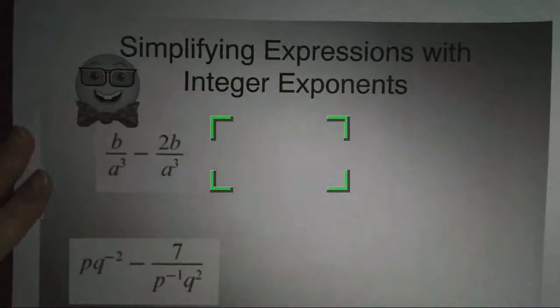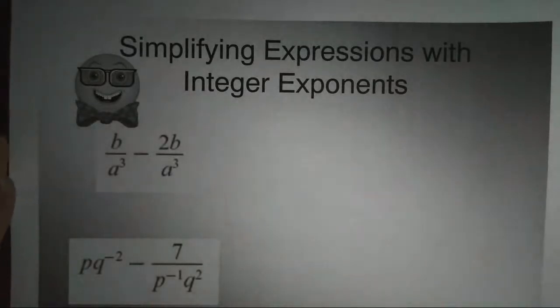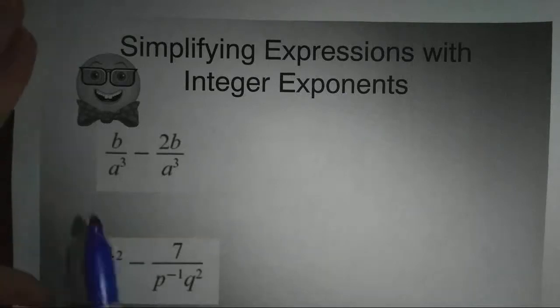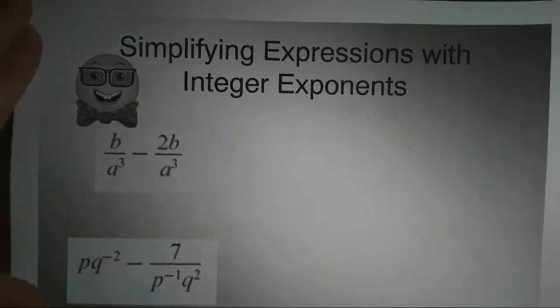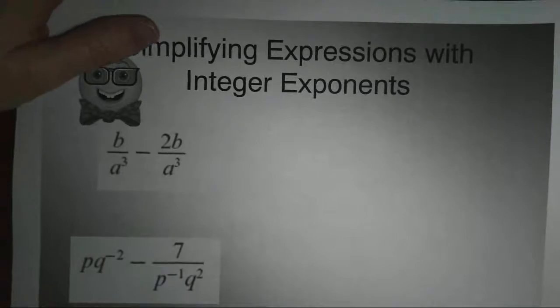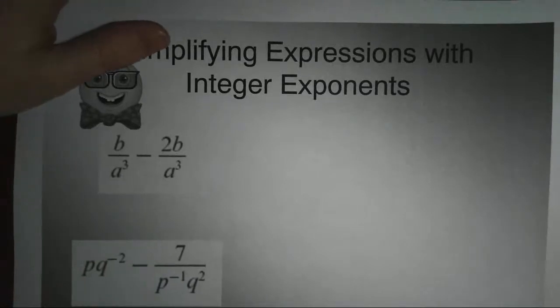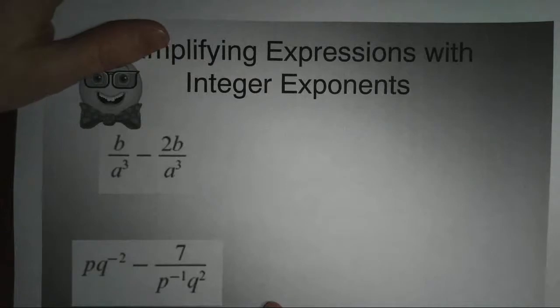Finally, we're getting to the real point of this lesson, which is simplifying expressions with integer exponents, simplifying expressions with like denominators. So here we have b over a to the third minus 2b over a to the third. Now, we don't know what b or a to the third means, but here's the beautiful thing about letters. They just stand for numbers.